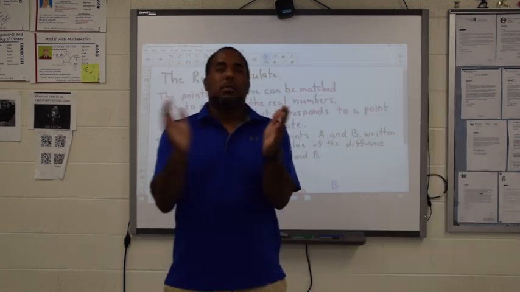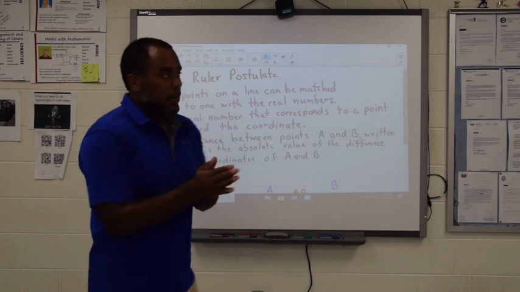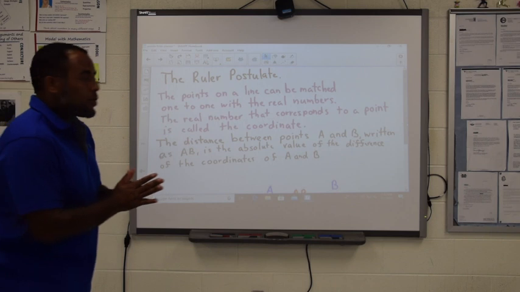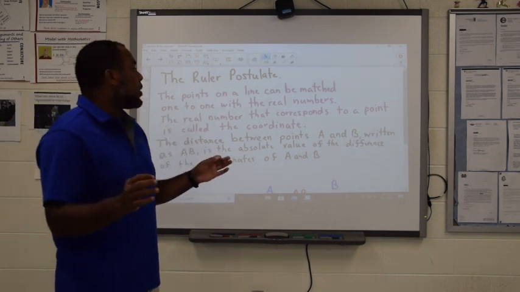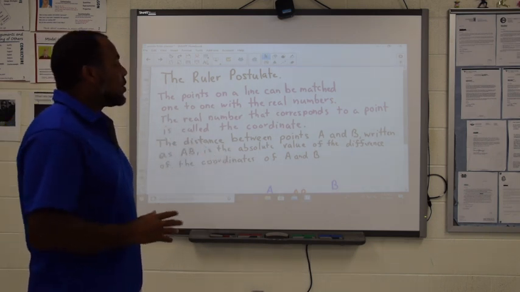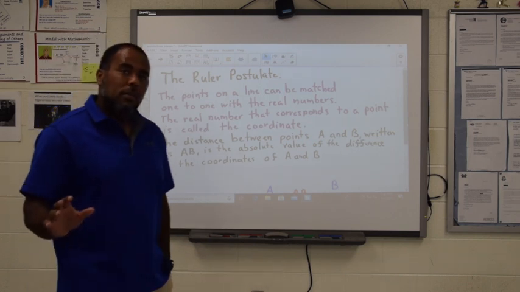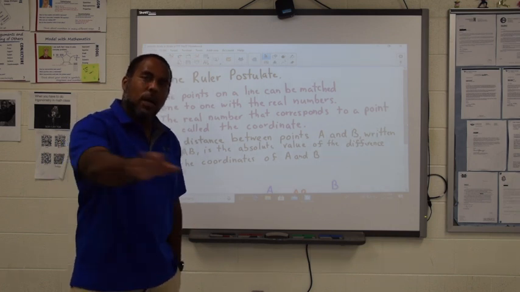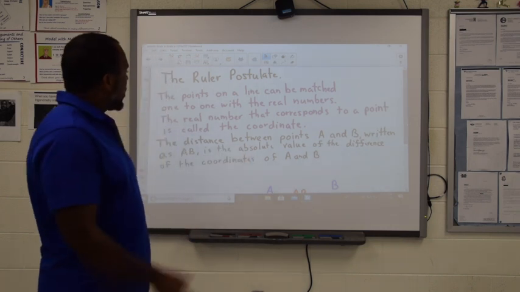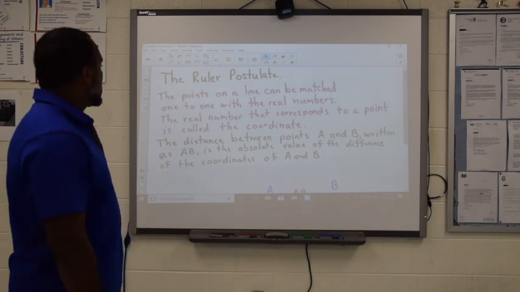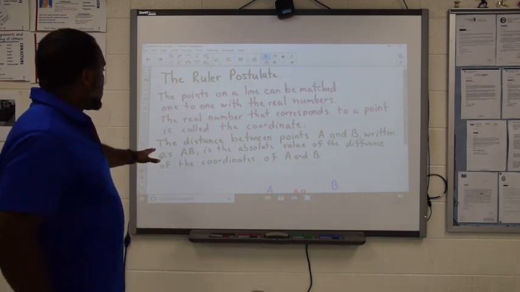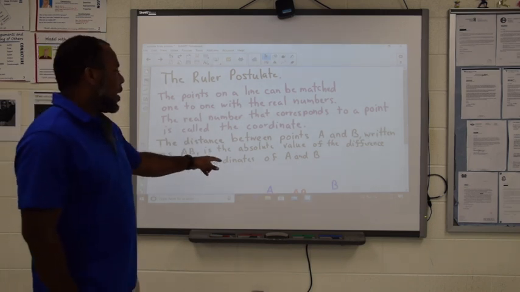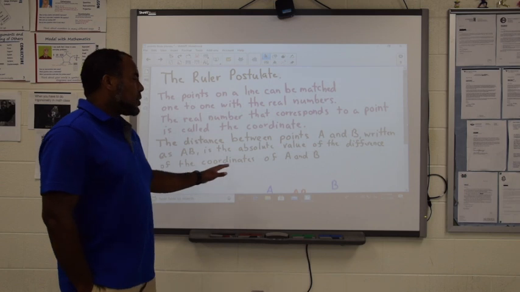So the question now, the ruler postulate. The points on a line can be matched 1-to-1 with real numbers. The real number that corresponds to a point is called the coordinate. You've heard of coordinates before? Like on a number line, or on the old X and Y axis. Alright, so a point on a line. The distance between points A and B as AB is the absolute value of the difference of the coordinates of A and B.